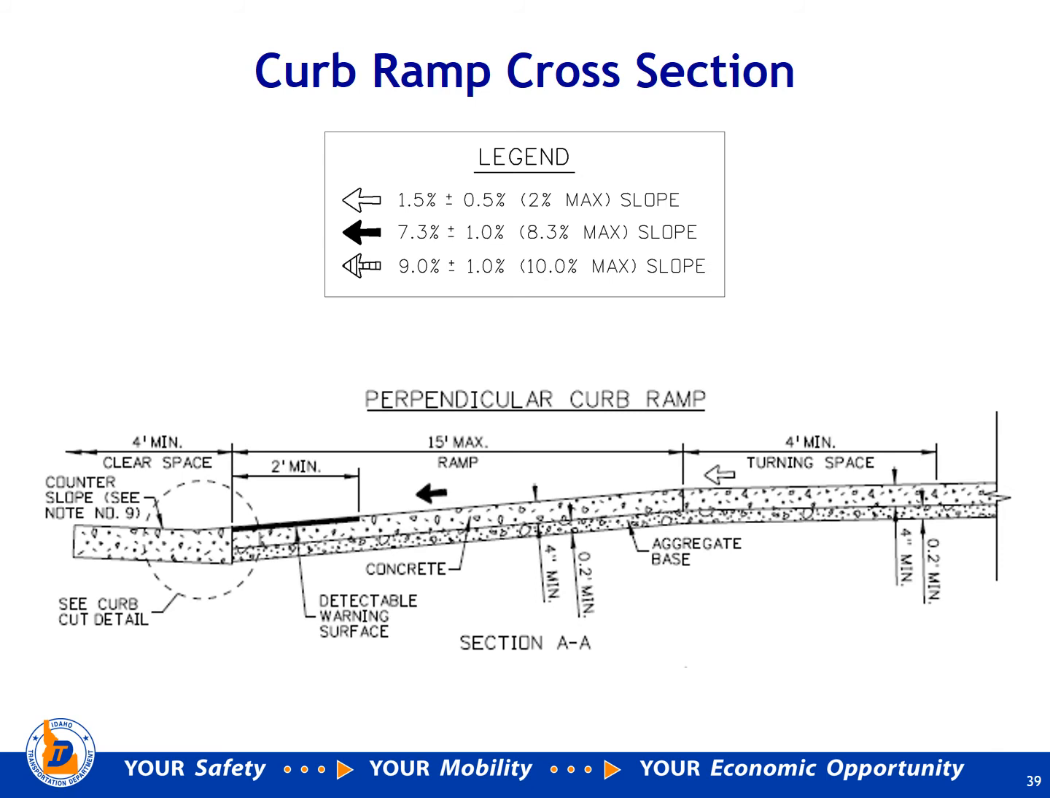Here's a cross-section of a perpendicular curb ramp. Typical curbs are about 6 inches high, so the ramp, running slope or elevation transition, needs to be at least 6 feet long to achieve 8.3% or 12:1 maximum slope. Remember, this is maximum. Do not build to the maximum slopes.